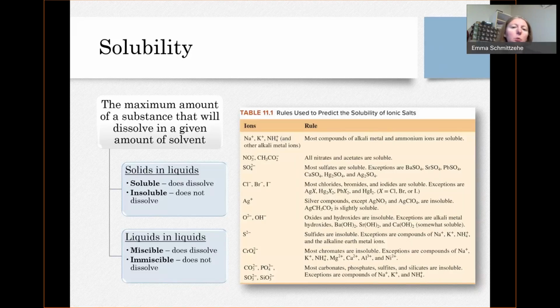Whereas immiscible would mean that they don't mix. And so that's when you mix two liquids and you can shake it all you want, but eventually it splits into two layers. Those are immiscible liquids, which again, you can kind of call it insoluble, but immiscible is the proper term.